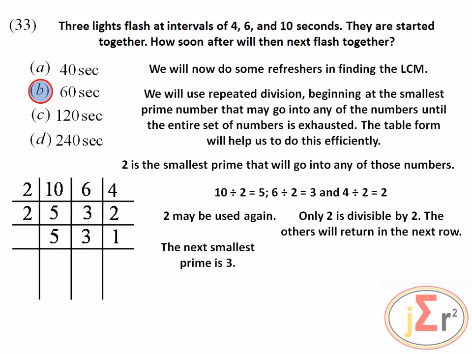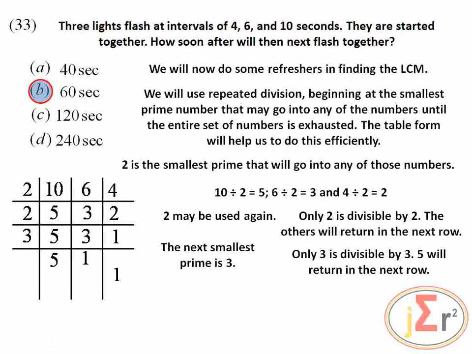The next smallest prime is 3. There we have it. Only 3 is divisible by 3. 5 will return in the next row. Right. And then finally, 5 is the only one that is left. So 5 can go into 5. Nothing else. Of course, it goes into 5 one time.